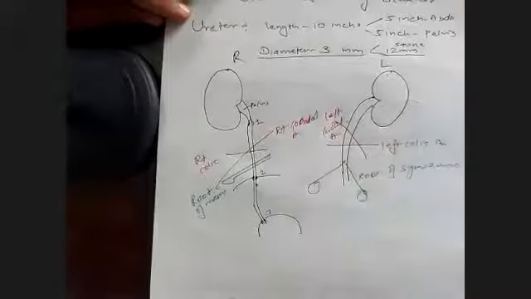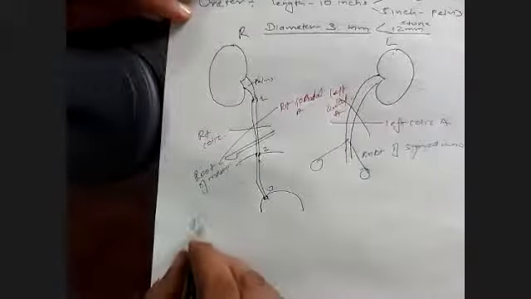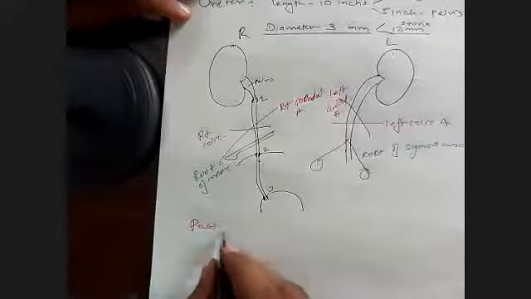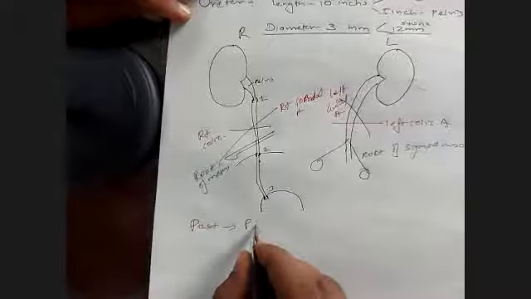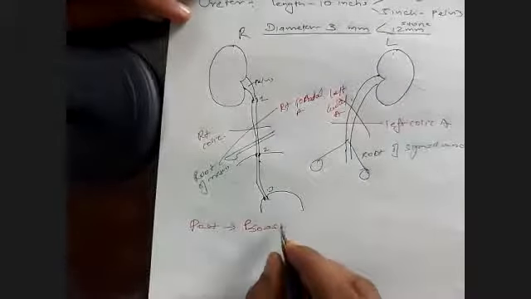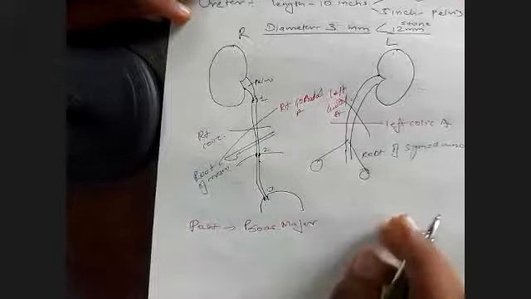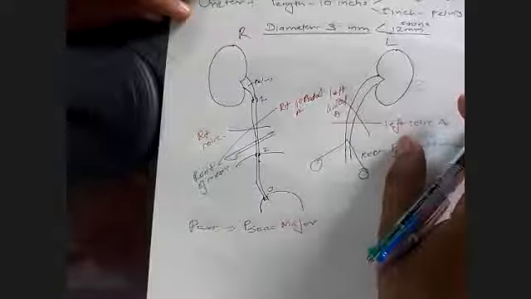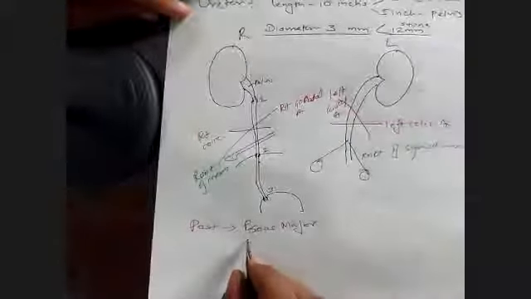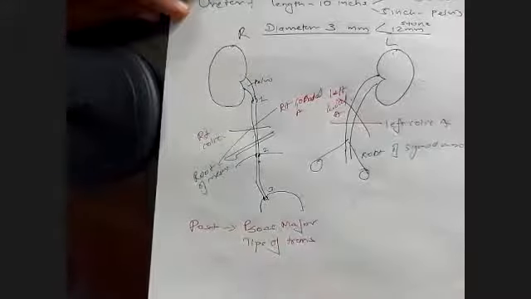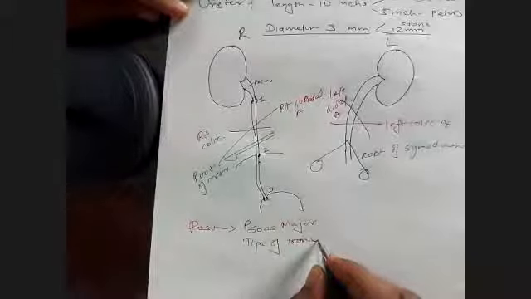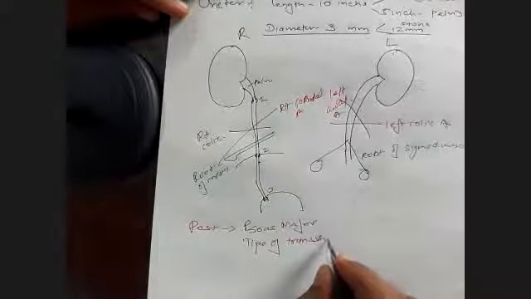Let's write the posterior relations of the ureter. The ureter lies on the psoas major muscle. And that's why irritation of the ureter can cause psoas spasm. It also lies on the tips of the transverse processes. The posterior relation is the tips of the transverse processes.